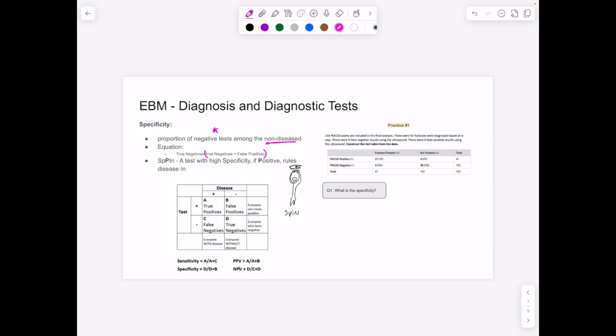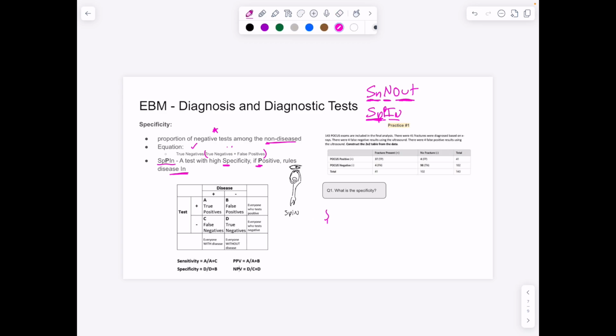So the number of people who tested negative, who are actually negative, divided by the number of people overall who are without disease. All right. So SpPin: a test with high specificity, if positive, rules disease in. Okay, SpPin. So we have SnNout, sensitivity, if negative, rules disease out, and then we have SpPin, specificity, if positive, rules disease in.